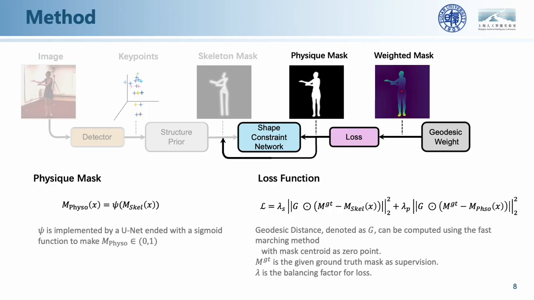To address this, we propose the physique mask, and utilize a simple U-Net network ended with a sigmoid function that takes the skeleton mask as input and outputs a 0, 1 physique mask. The objective is a weighted combination of both skeleton and physique mask losses compared with the provided ground truth mask.